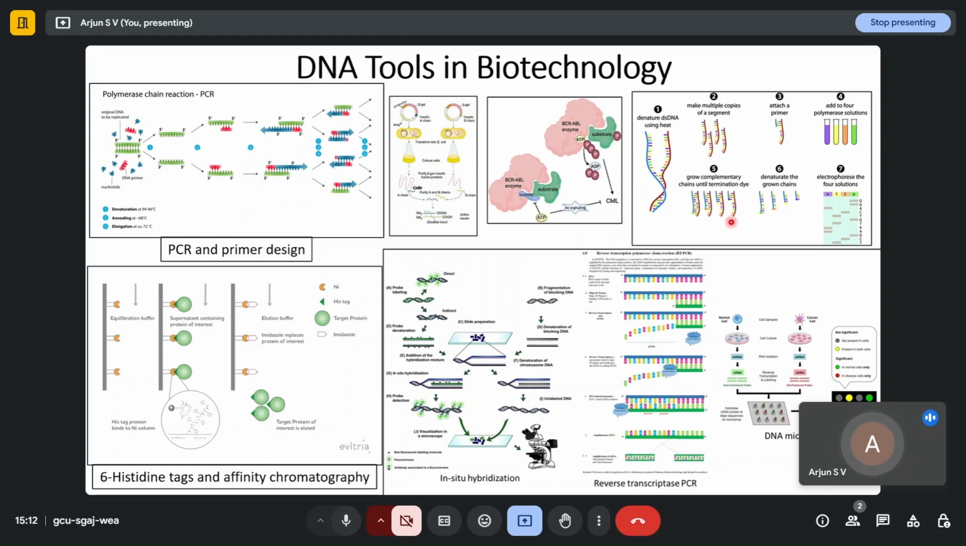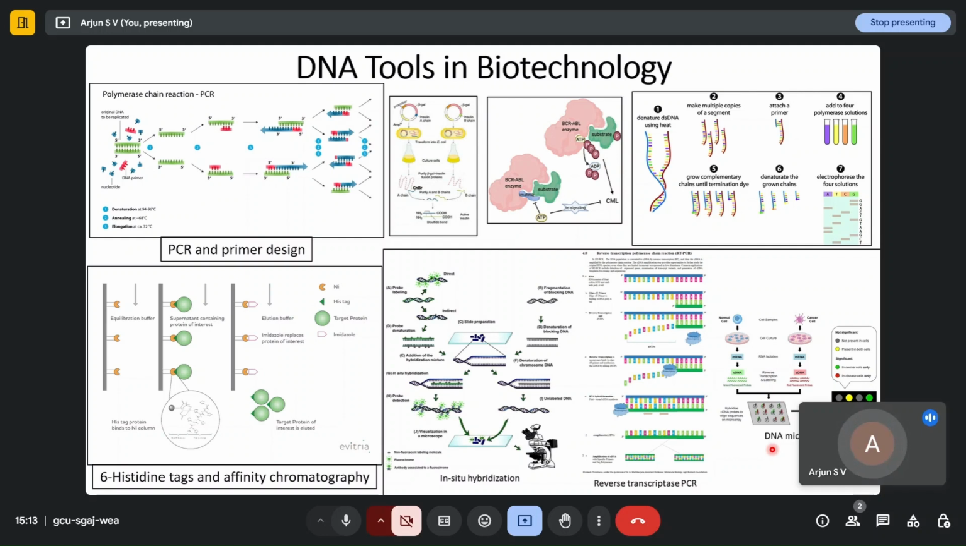And then we also saw other technologies which are used to study DNA, such as in situ hybridization, reverse transcriptase polymerase chain reaction, as well as DNA microarrays. Specifically, DNA microarrays will come up in a lot of lectures in the following slides, as it is a very important tool which uses less sample volume and more samples can be analyzed in a single go.